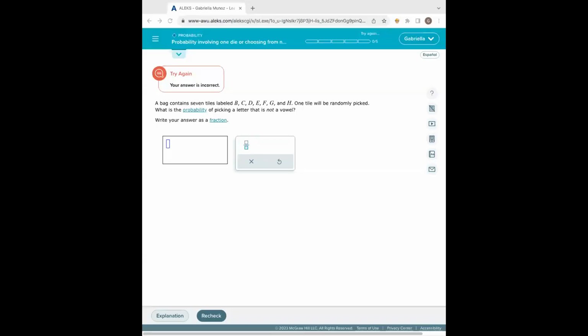I put 1/7 and it said it wasn't correct. I'm sorry, I apologize. It's 6/7 because there are six non-vowels out of seven. Yeah, six non-vowels. Sorry, I was thinking of something else.